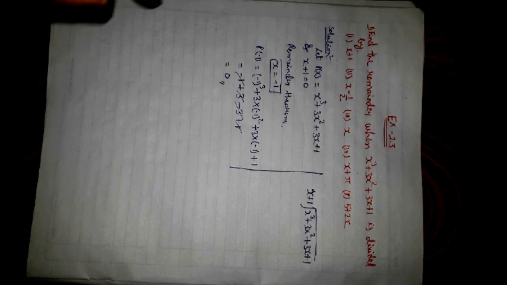You can write it like this, and you can divide it: x cube plus 3x square plus 3x plus 1. So two methods you have. Either you can use the first method or you can use the second method. Okay, so we are using only the remainder theorem method.